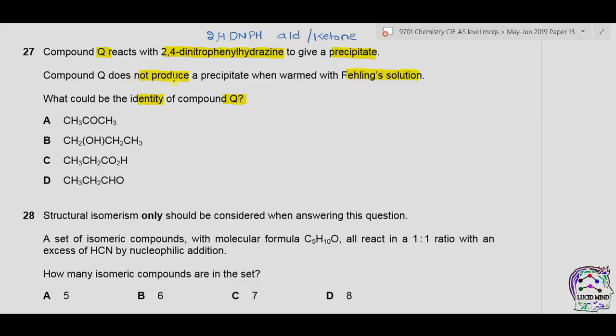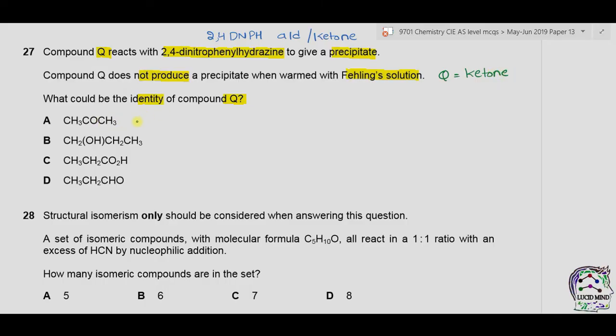From the second test we can see that it does not produce any precipitate when warmed with Fehling's solution. Now we know that an aldehyde does give a precipitate while a ketone does not, so therefore compound Q must be a ketone. Let's find out the ketone.